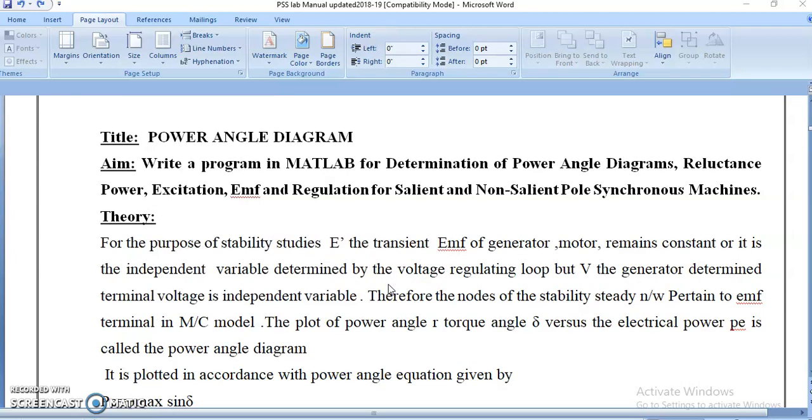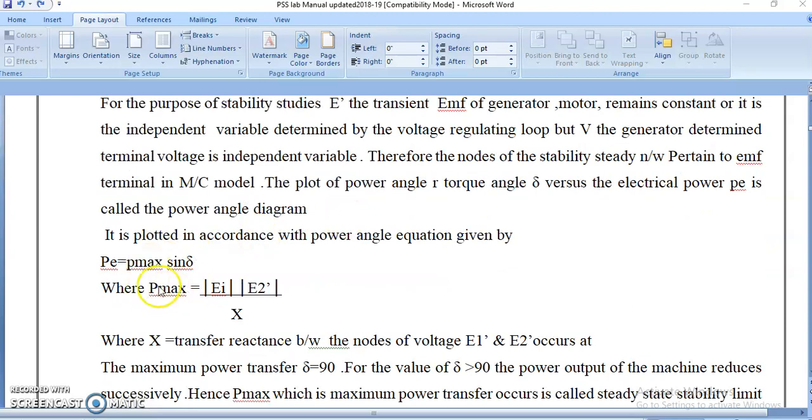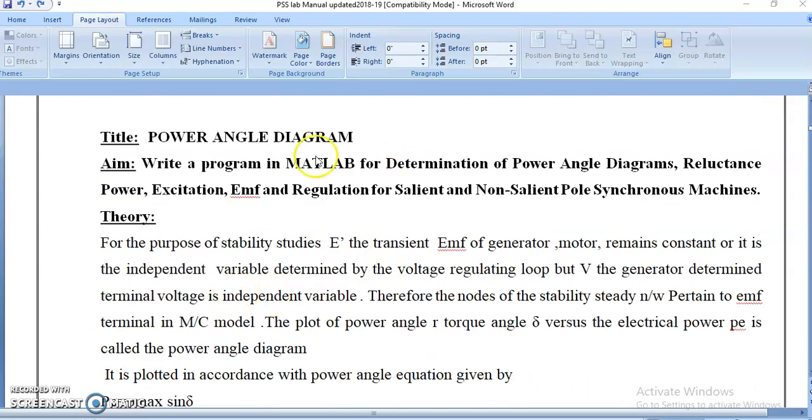In the problem itself, they specify the values of input like power, power factor, voltage, reactance values and all. This is the power, and here E, V values are there, X is the reactance. And delta plays a very important role, because this is the angle of the rotor, and different power values we are finding here.